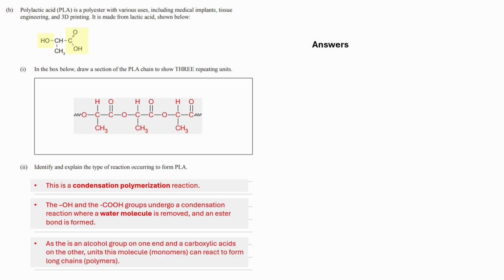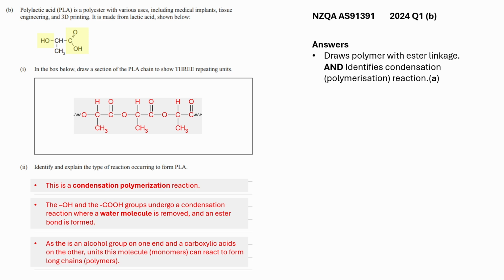Because there's an alcohol on one end and a carboxylic acid, they can form long chains because we've got these 2 different groups that can react with each other. Now, how did they mark this? Well, in this question here, if you drew the polymer with the ester linkages and identified it as a condensation reaction, they gave you an achieved. If you could correctly draw the 3 units and explained the condensation polymerization, they gave you a merit.